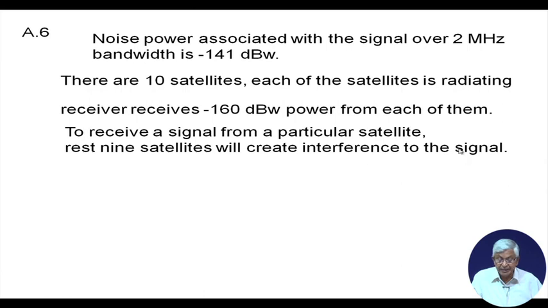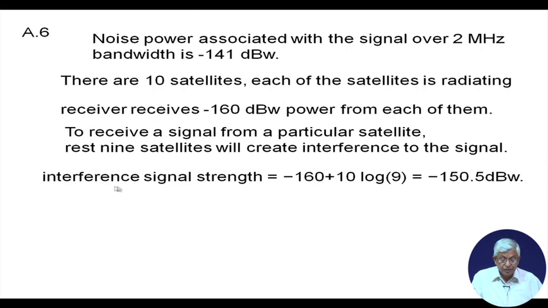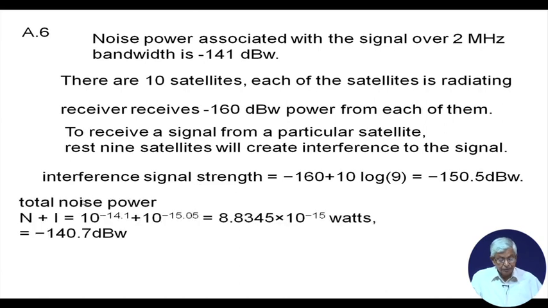It is a GPS CDMA type of signal. So, interference signal strength is minus 160 and 9 times. So, plus 10 log 9, which is minus 150.5 dBW, that is interference. So, the noise and interference, that is total noise power including interference, the noise power is already given minus 141, and this interference we have found out, convert into ratio, add the powers, and you get a value like this, which if you convert to dB it becomes minus 140.7 dBW.